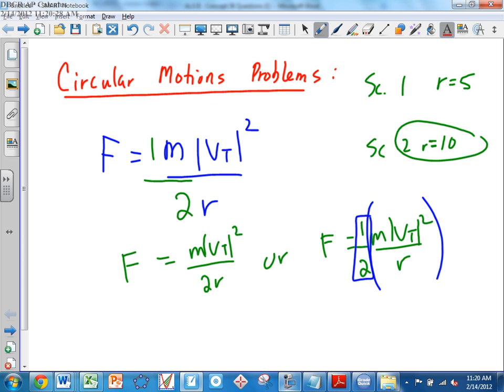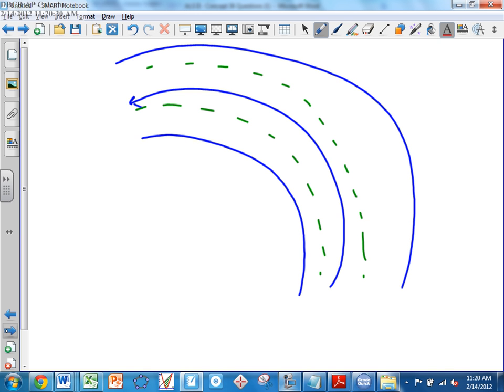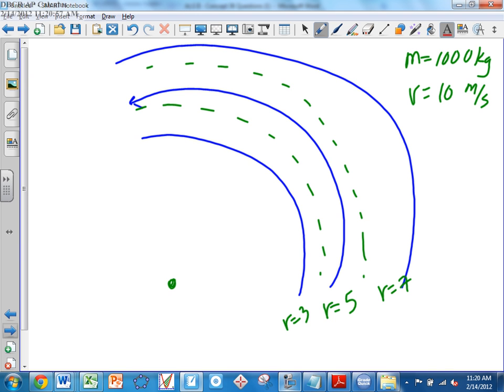So let's do an example of this. Same car, and we're going to do 3 scenarios. The mass of the car will always be 1,000. No matter what, the mass is 1,000. We'll say that the velocity is 10 meters per second, just for simplicity. In this middle lane, your radius is 5. In the outer lane, your radius is 7. And in the inner lane, your radius would be 3. Again, assuming that this is the center of the circle, where you have radius 1, radius 2, and radius 3.